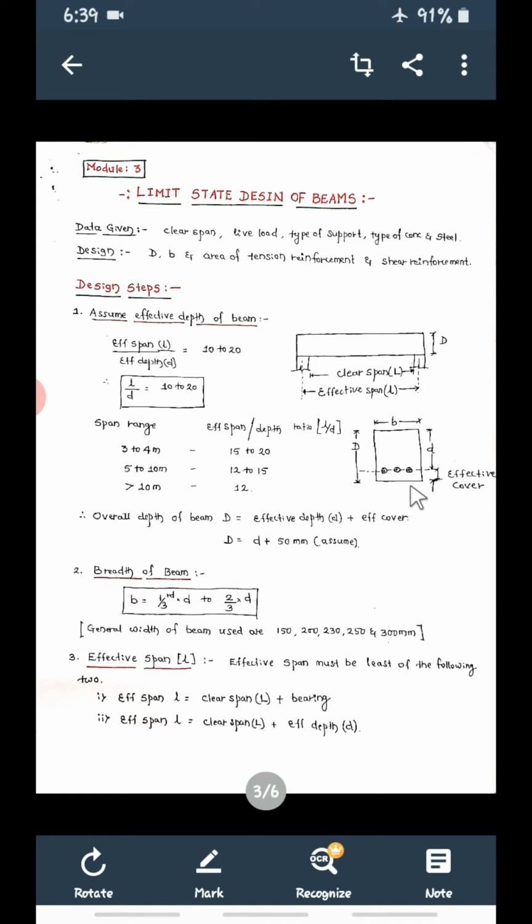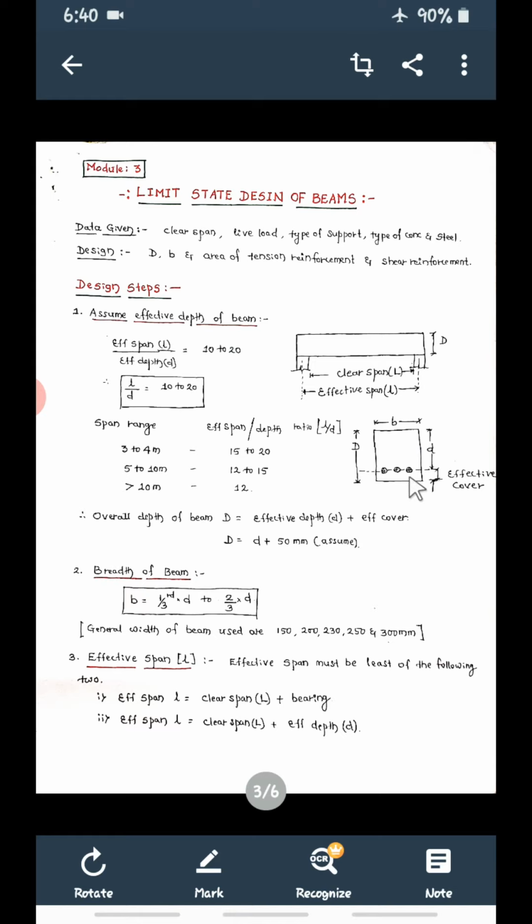Now small d is what? From the top of the beam to the center of reinforcement, that is small d. Then how to calculate capital D? That is the overall depth: small d plus effective cover. Effective cover means from the bottom to the center of the steel. So small d plus effective cover will give capital D, the overall depth of the beam. Or in general we can assume capital D is equal to effective depth plus 50 mm. What does 50 mm mean? It is a clear cover.